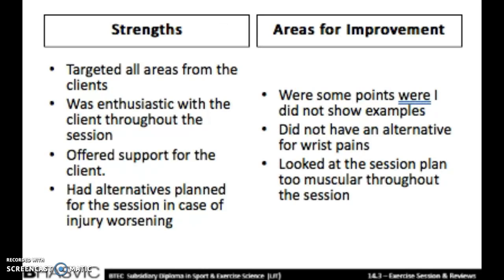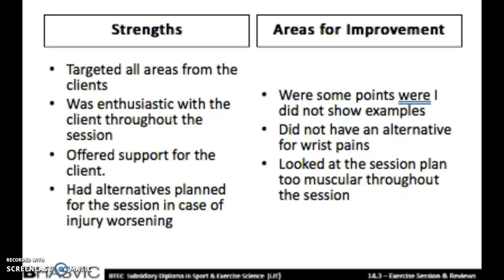I thought my session plan went well, except for some points during it of which I didn't show examples to the client. For example, when doing a push-up, I explained to the client how to do it, but never gave a visual demonstration. I also did not consider having alternatives for more than one issue. For example, I planned for the client's ankle injury, but not for wrist pains, therefore I had to adapt.